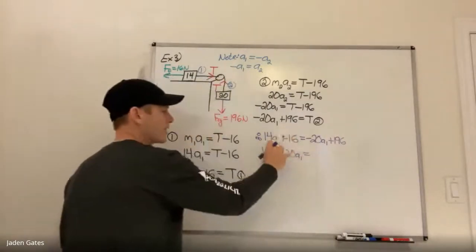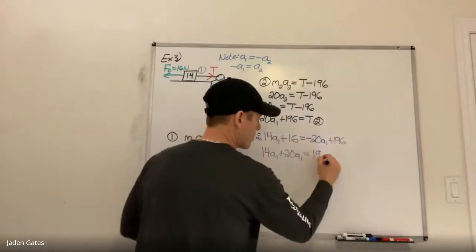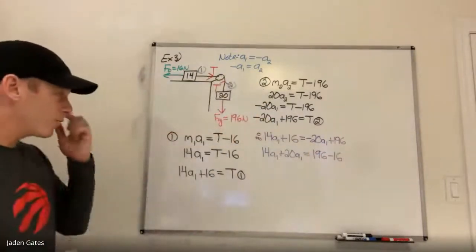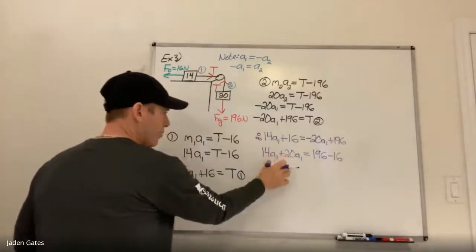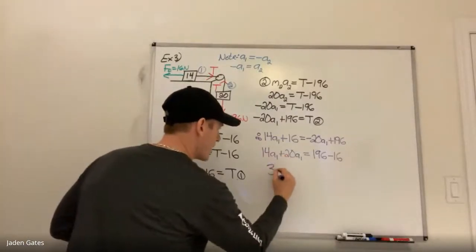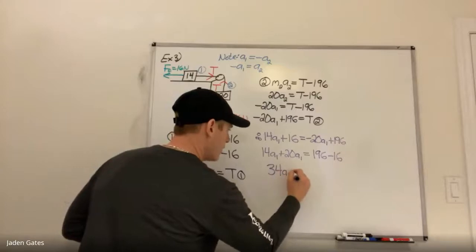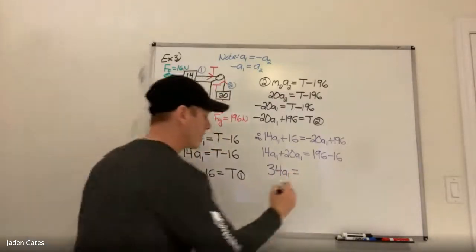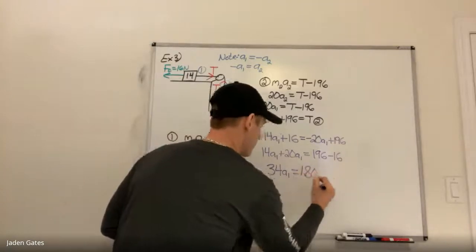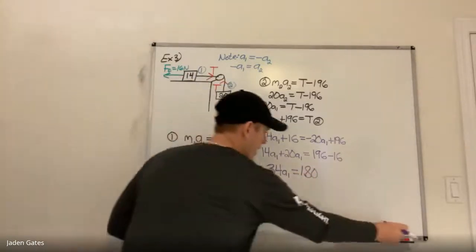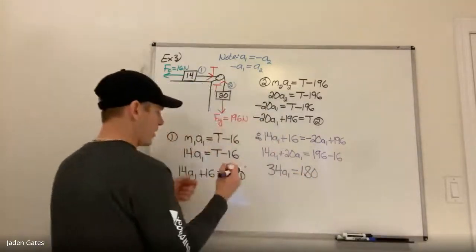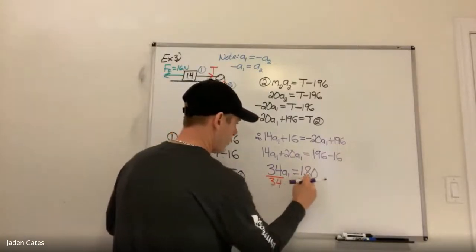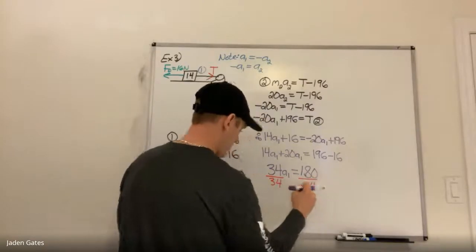I'm going to move the 16 over to the other side, so it's actually going to be a minus 16. All right, so again, doing a little bit of math here. Let's put our A1 terms together. I get a 34A1. And 196 minus 16, well, I know that is 180. And lastly, to get my acceleration, I'm going to divide both sides by 34.